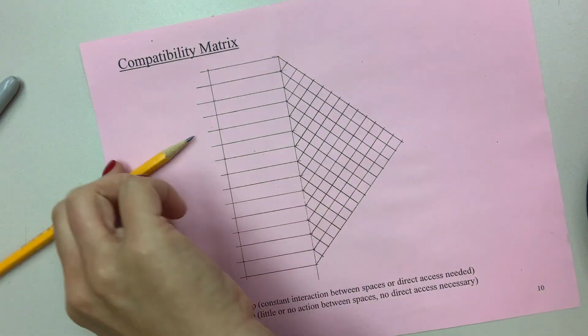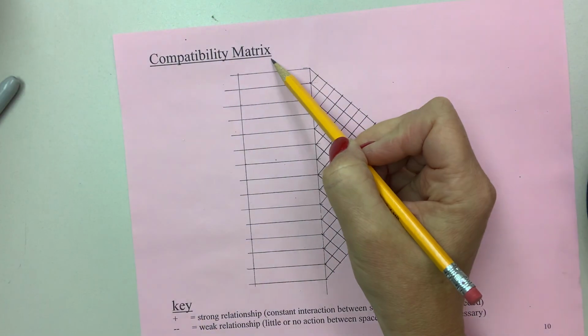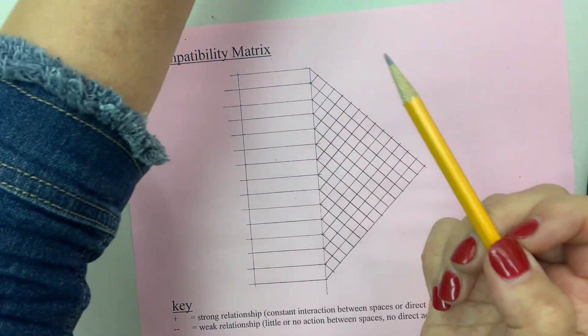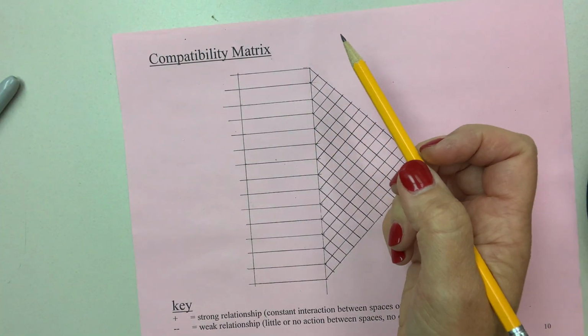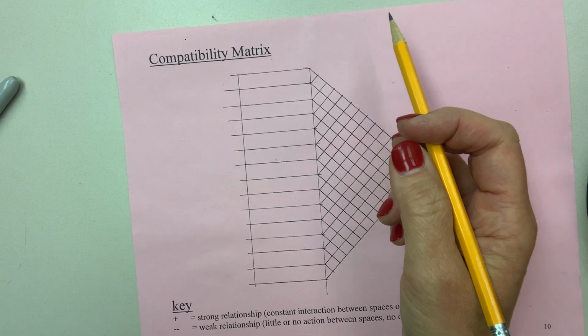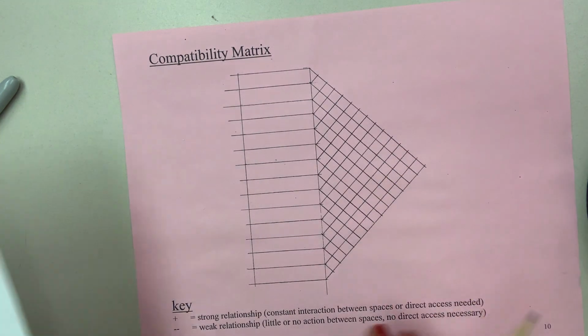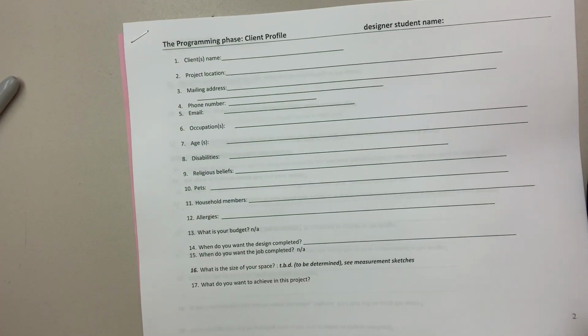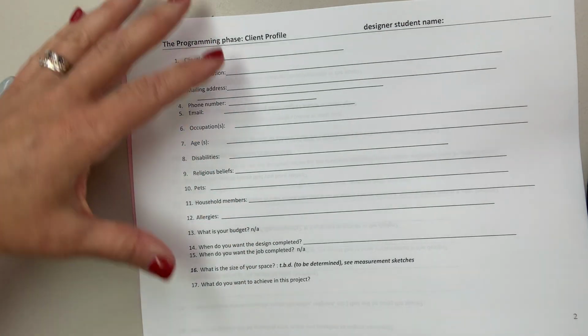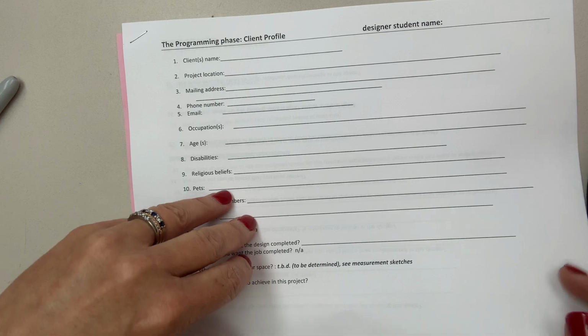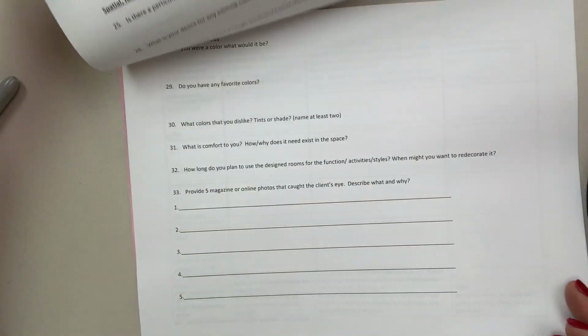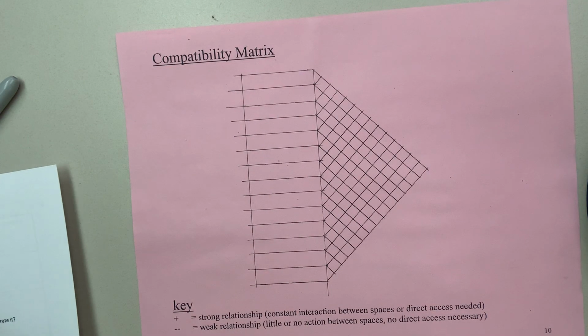Hey everyone, this video is to walk you through completing your compatibility matrix. If I'm completing a compatibility matrix, the steps that I need to do is to go back to my client profile. And in doing so, I can find out pertinent information that will help me complete this grid. And I'll talk about the details of that.